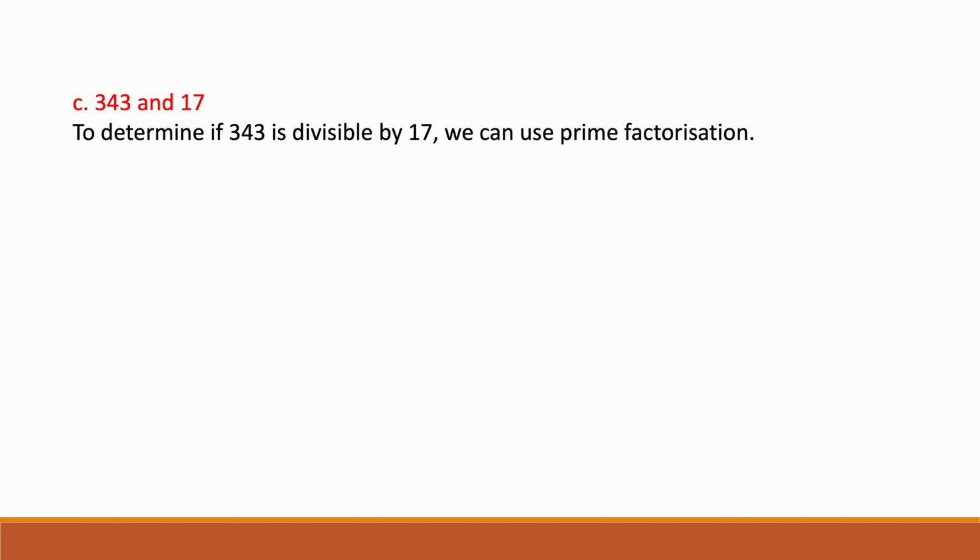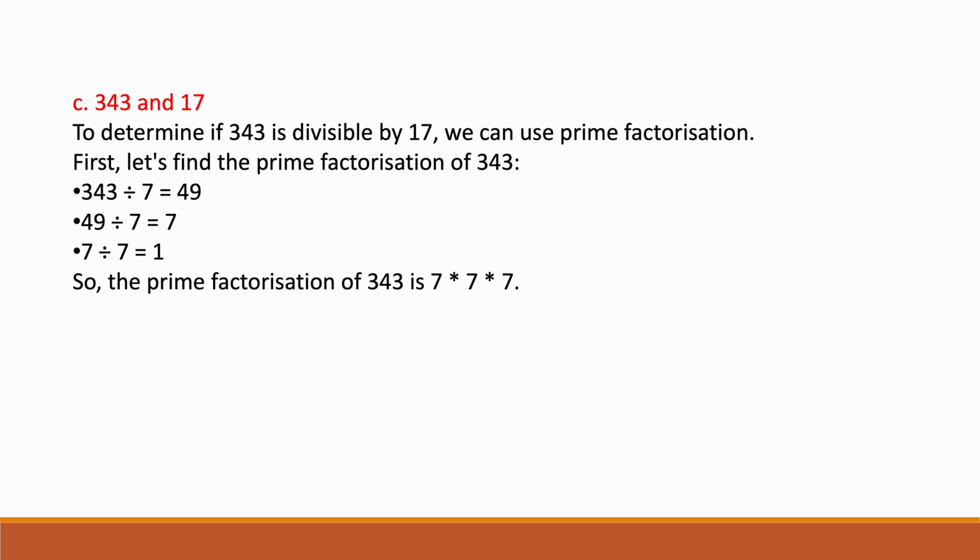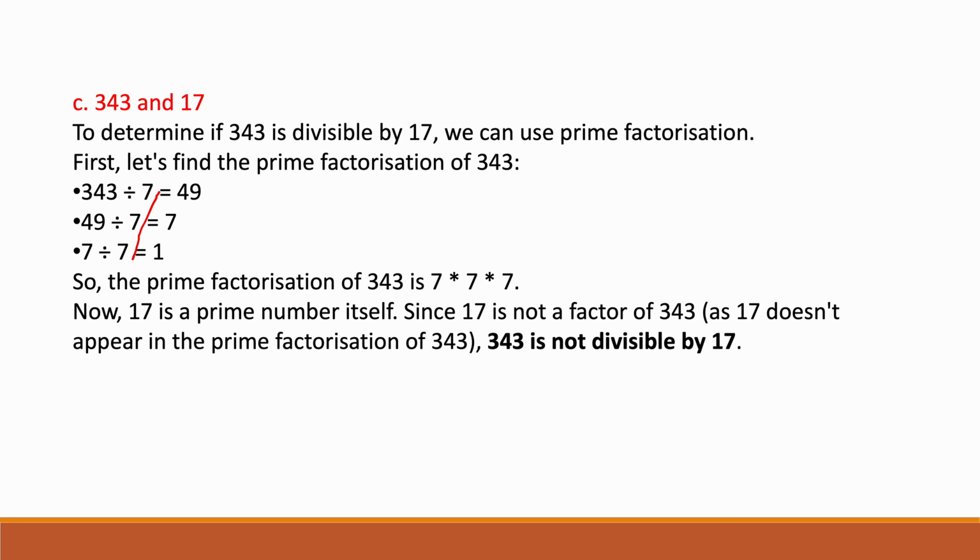Next one, 343 and 17. To determine if 343 is divisible by 17, we can use prime factorization. First, let us find the prime factorization of 343. 343 divided by 7 is 49. 49 by 7 is 7. 7 by 7 is 1. So, the prime factorization of 343 is 7 into 7 into 7.